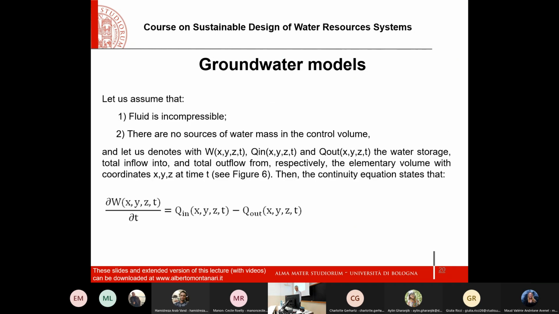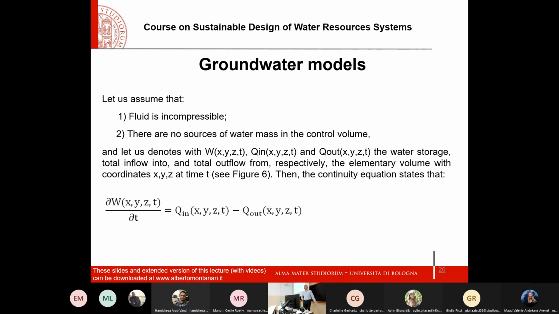Now let's express the mass balance with this very simple equation. It is similar to what we wrote for the linear reservoir. Basically, the change with respect to time of the storage W, which depends on 3 coordinates plus time, so W depends on X, Y, Z, and T, 4 coordinates, a 4D problem, is equal to Q in minus Q out.